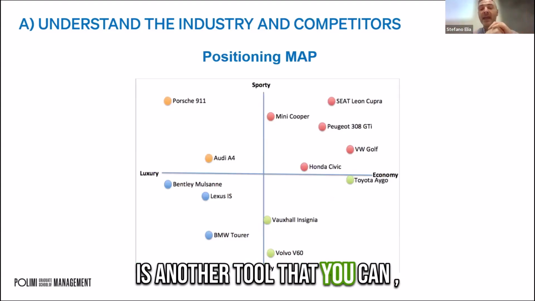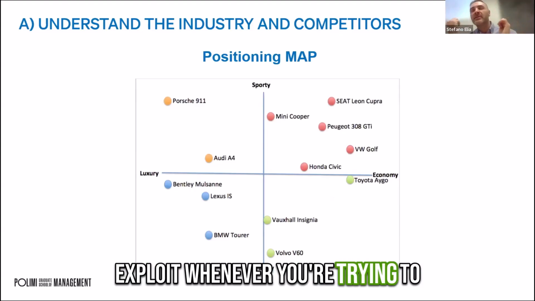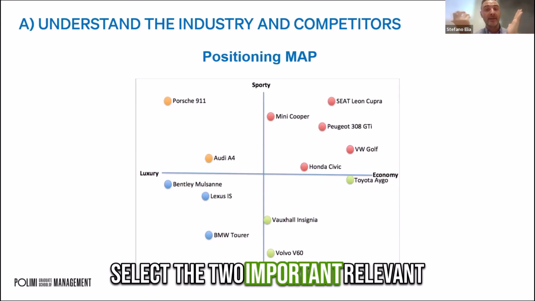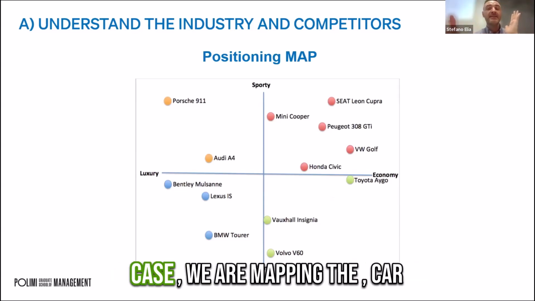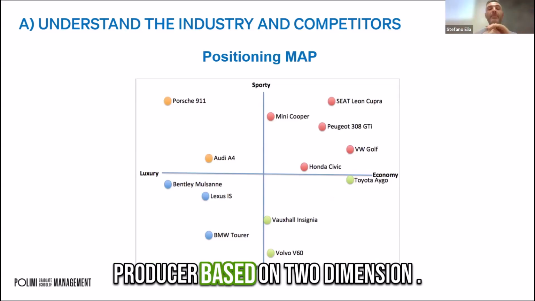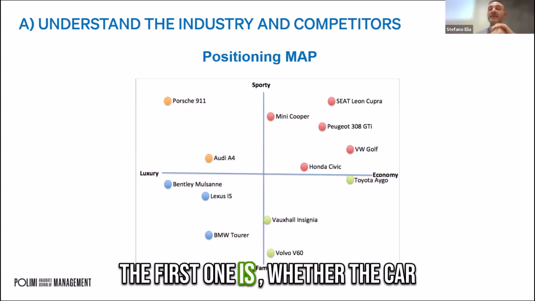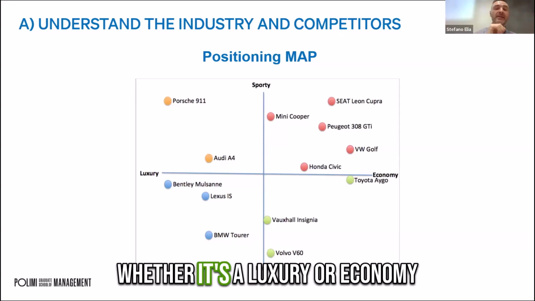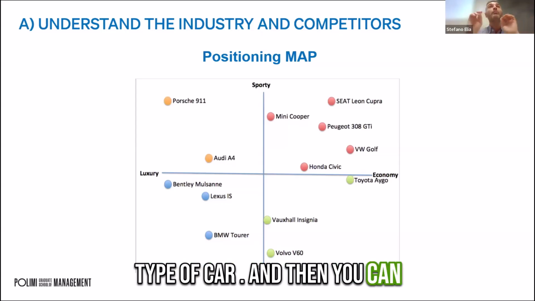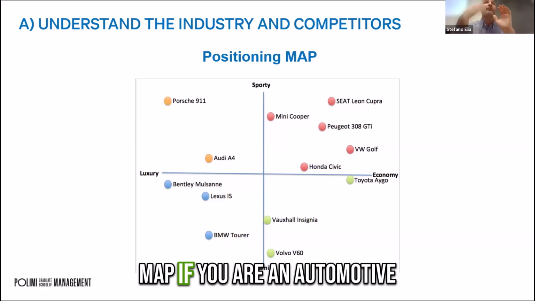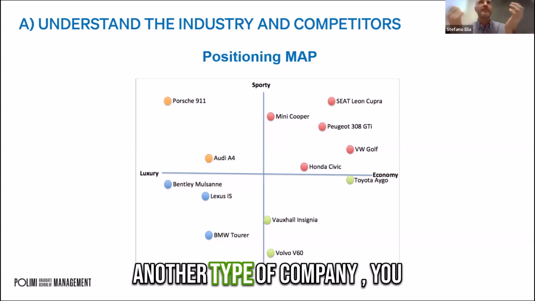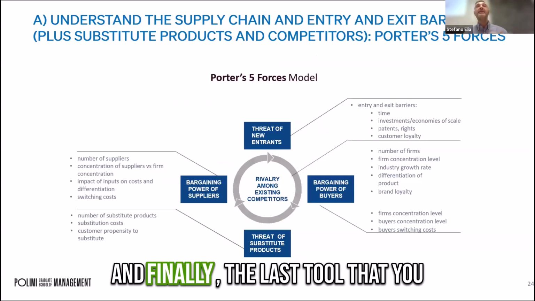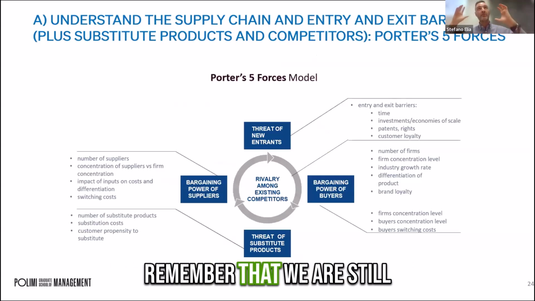This is another tool that you can exploit whenever you're trying to understand your competitors. What does it mean? It means that you select two relevant dimensions. For instance, in this case, we are mapping car producers based on two dimensions. The first one is whether the car is sporty or a family car, and the other is whether it's a luxury or economy type of car. And then you can position your own company in this map if you are an automotive company. Otherwise, if you are another type of company, you select other criteria and you position your company in this map.